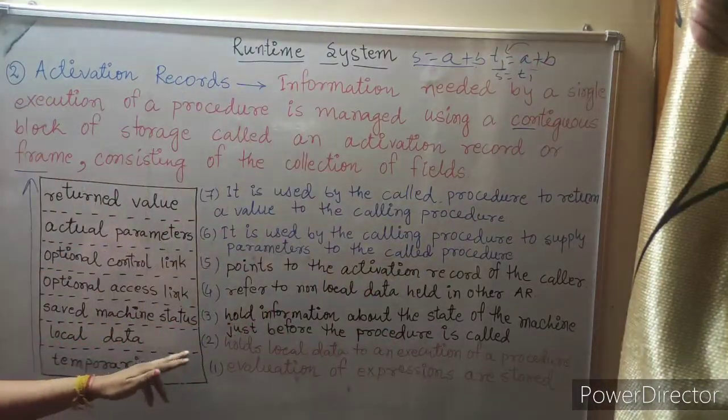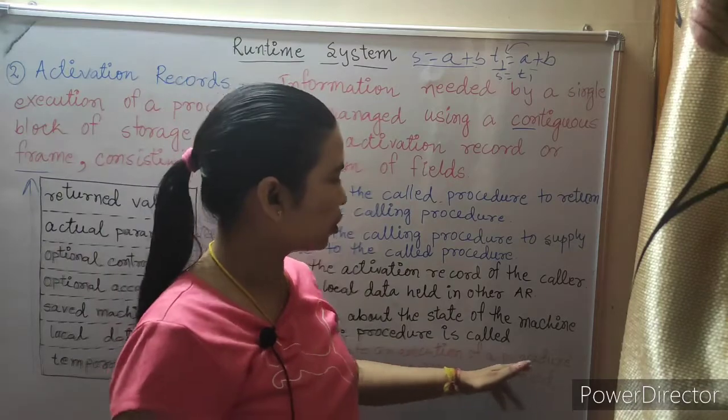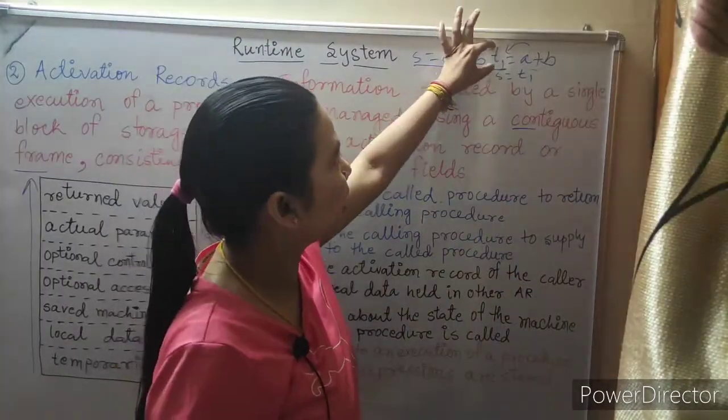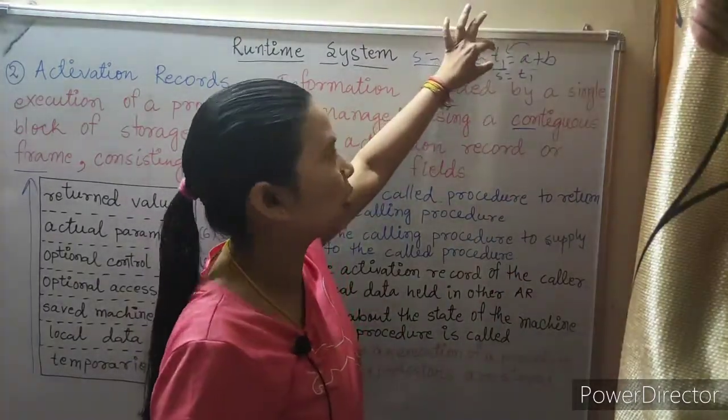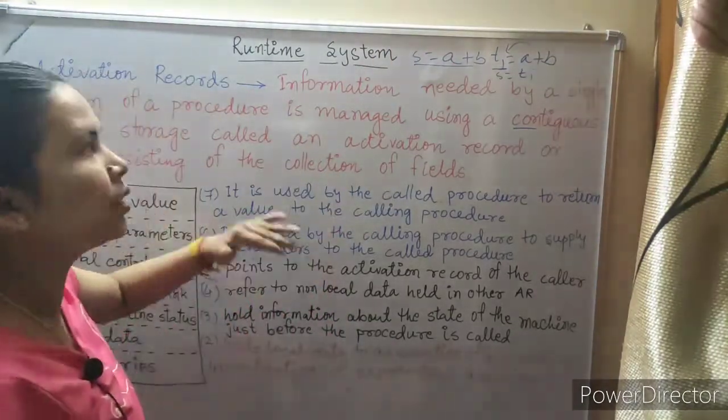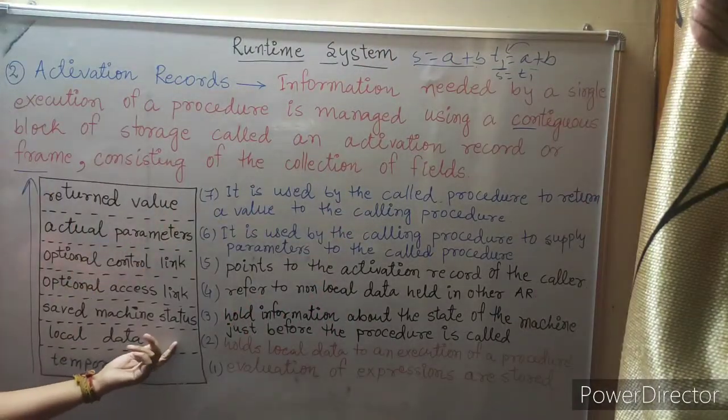Now local data holds local data for an execution of a procedure. Here the values we are storing in local data are t1, t2, like this. These are the local data we are storing.